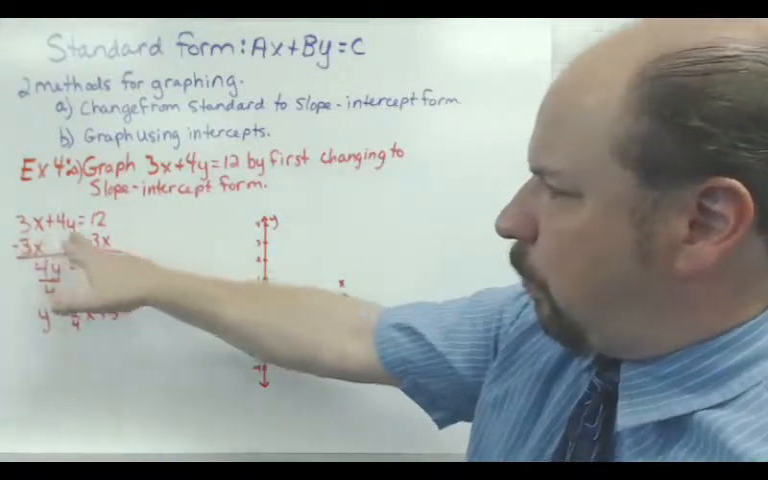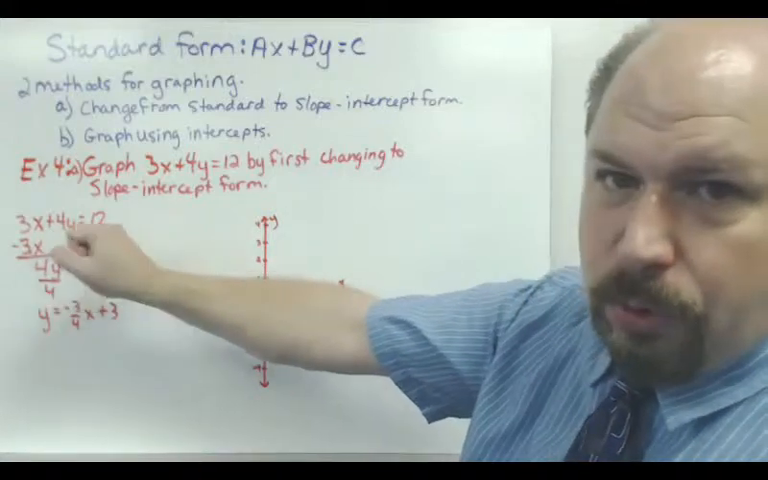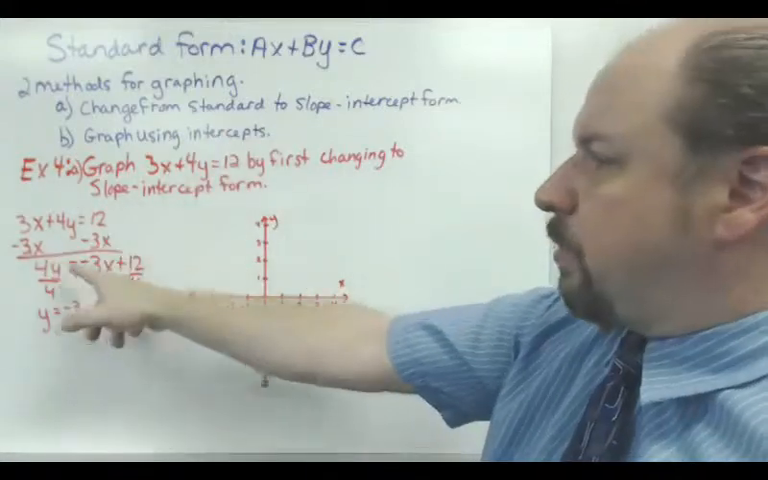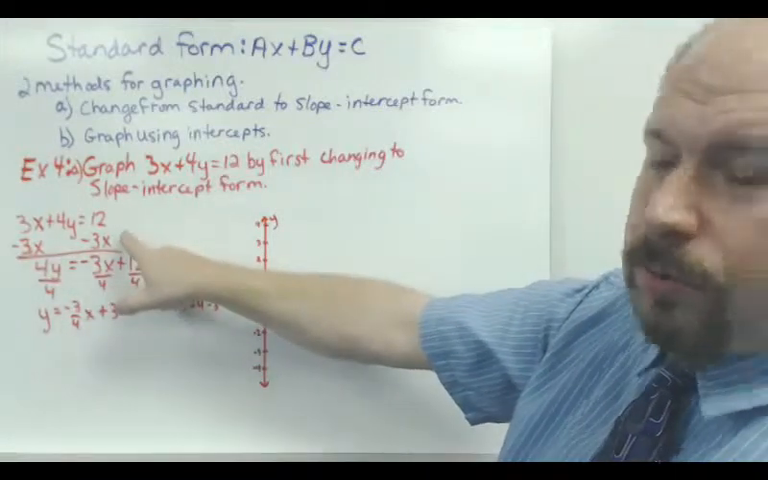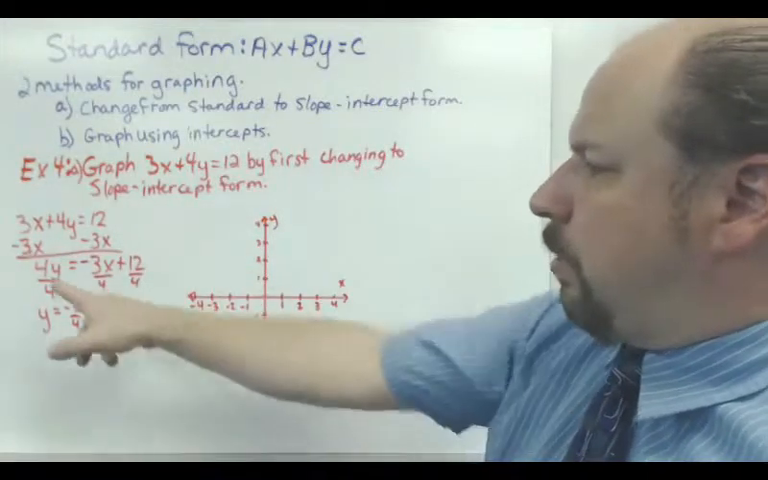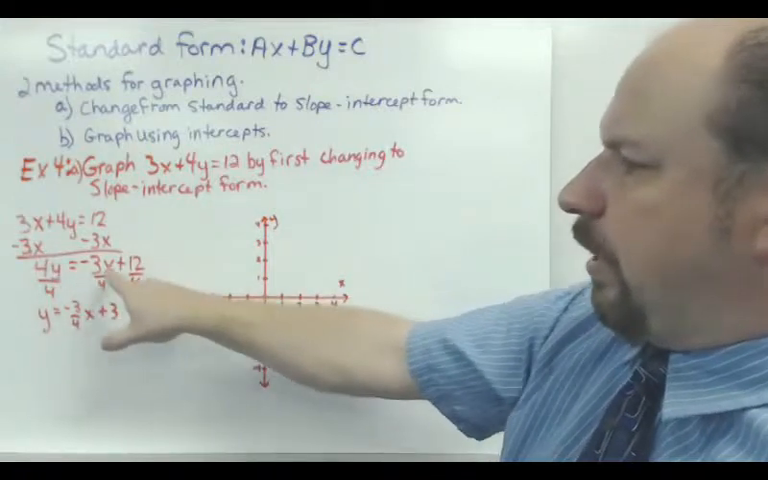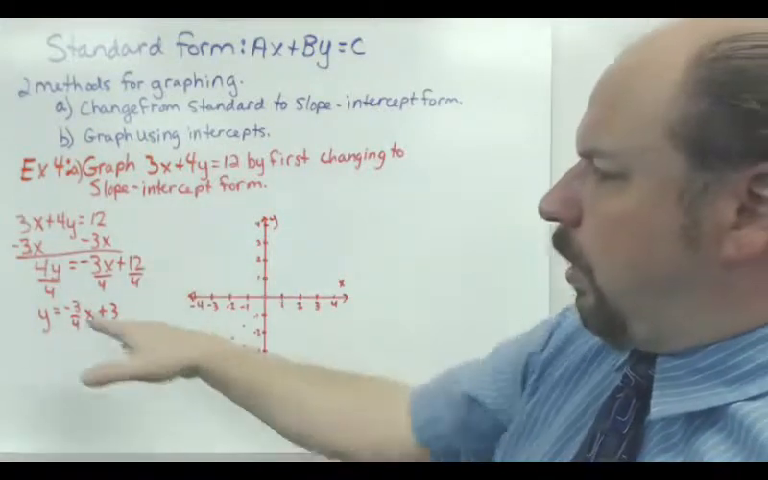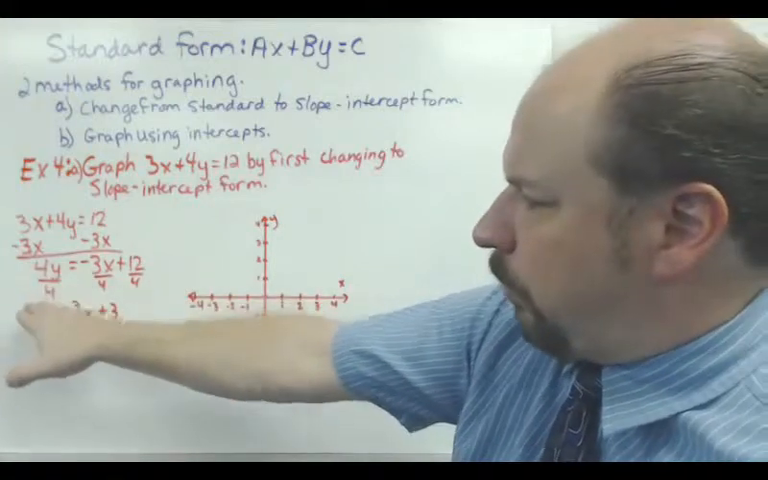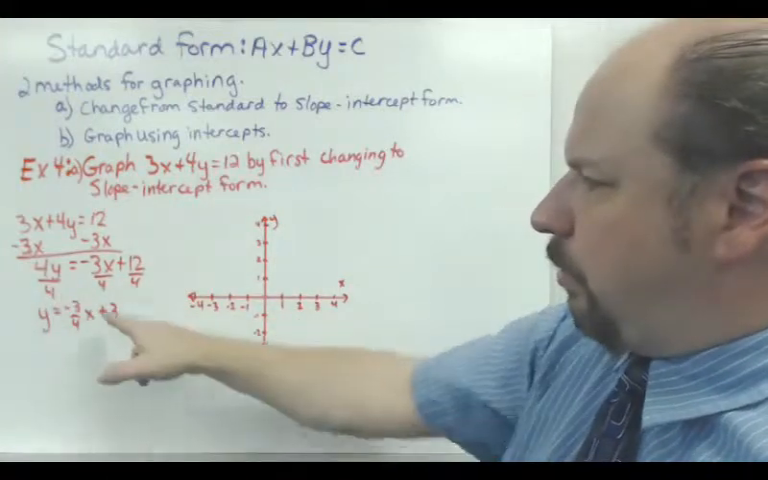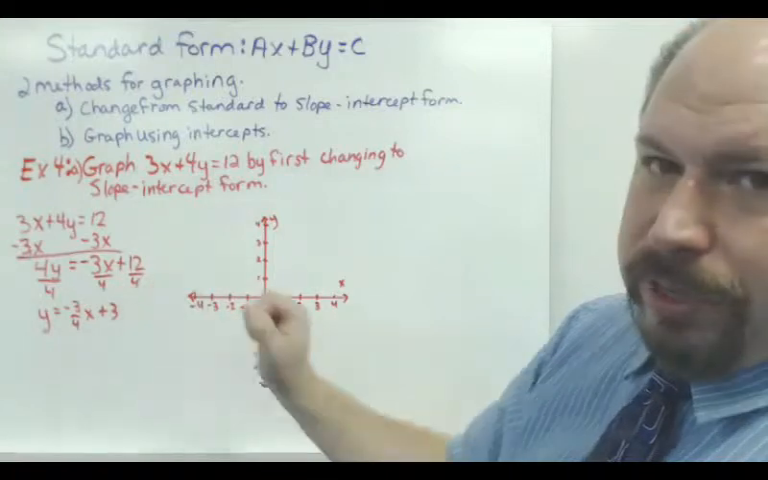So first thing we want to do, we want to get y by itself, of course, because it's y equals mx plus b. So let's move the 3x on over. So subtract 3x, which gives us 4y equals negative 3x plus 12. And now in order to get y by itself, remember since this is 4 times y, we're going to do the opposite and divide. So divide everything by 4.